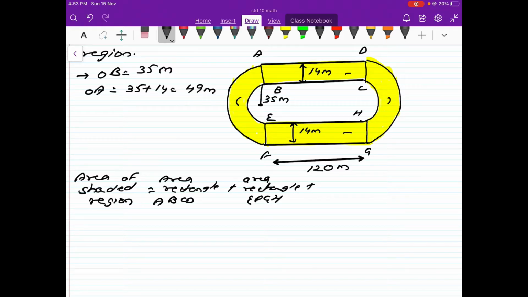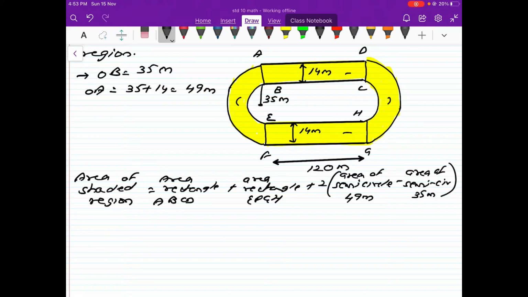2 into, now these are two circular rings. So we will write area of this semicircle with radius 49 meters minus circular ring. So we can write it specific. So here also it is area of semicircle with a radius 35 meters. So this will give you R.